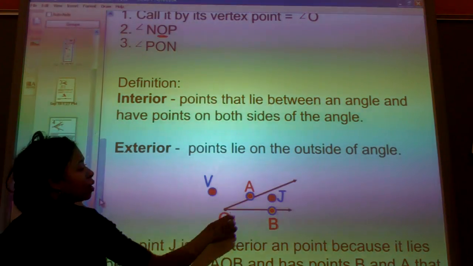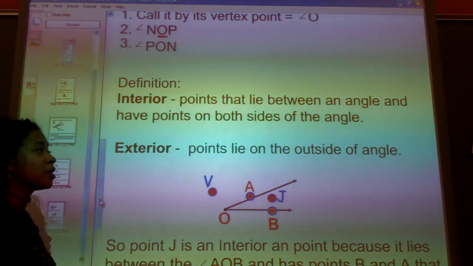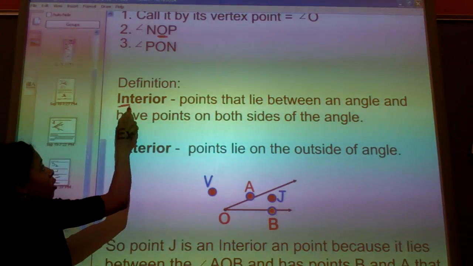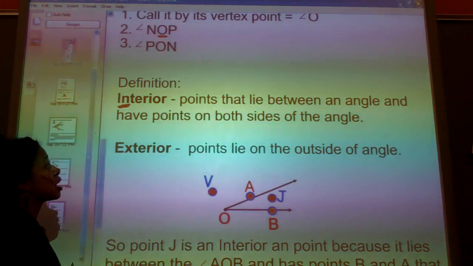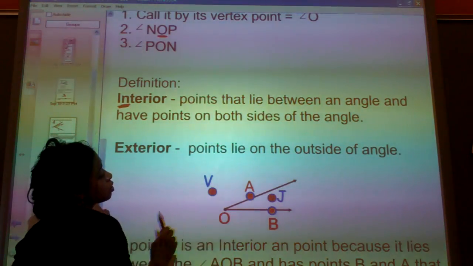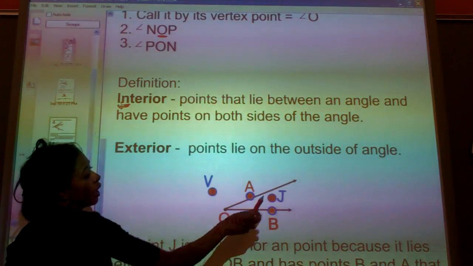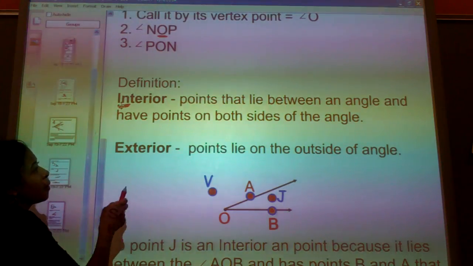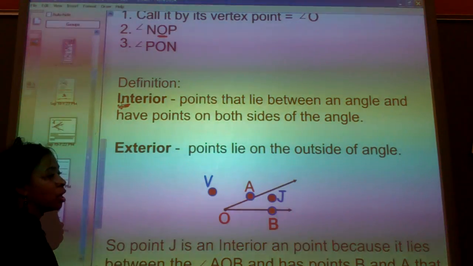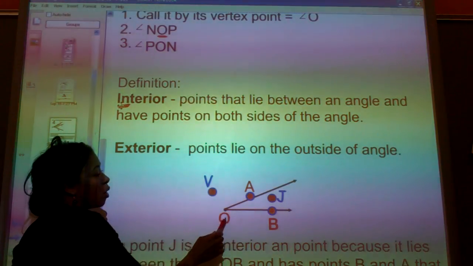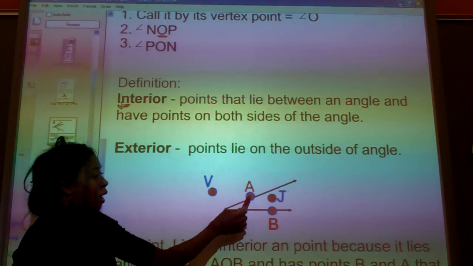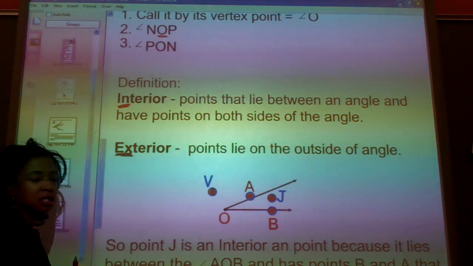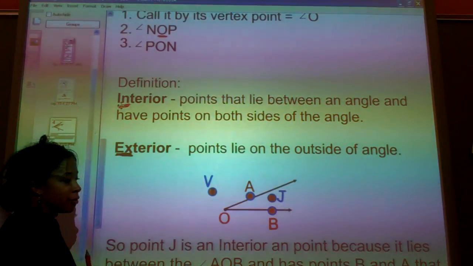When I'm looking at this angle AOB, I have 2 points that are in the interior and exterior. The interior point, and the keyword is in, meaning inside, is point J. Point J is in between angle AOB. Therefore, again, J is the interior point. The exterior point is point V. It is on the outside of the angle AOB, or we can call this angle BOA. The third way we could also call this is angle O. The exterior, as in exit or outside, is point V.